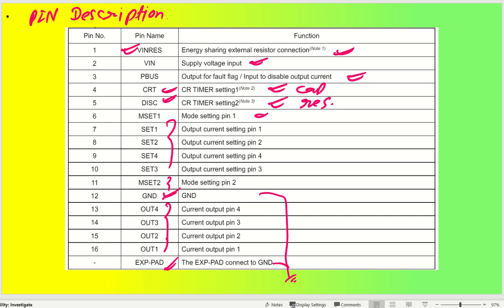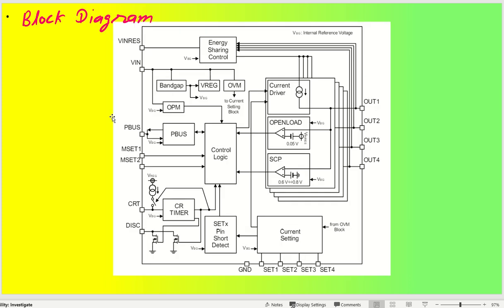Coming back to the block diagram of this particular IC, as you can see, we have the external energy sharing pin, which is VINRS, and then we have the input supply pin. So this is the energy sharing control for that. Okay, coming back to this, the fault pin is there, PBUS. We have mode settings, mode setting 1 and mode setting 2, based on the control logic that is there, and we have the CR timer. This is going to be connected through one capacitor, and this will be connected through a resistor. Okay, so like that they are going to control my PWM dimming functionalities.